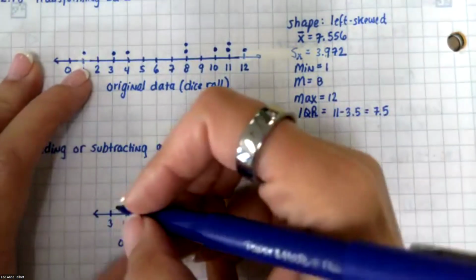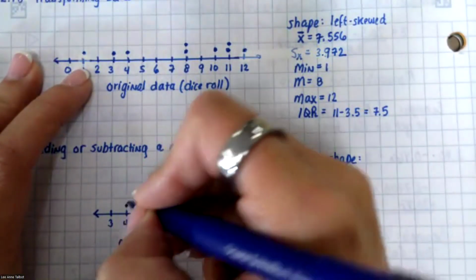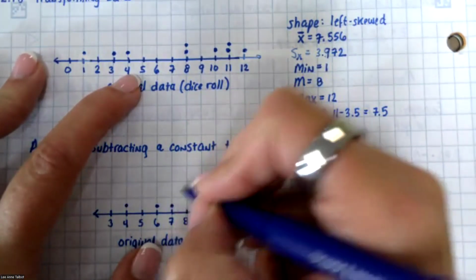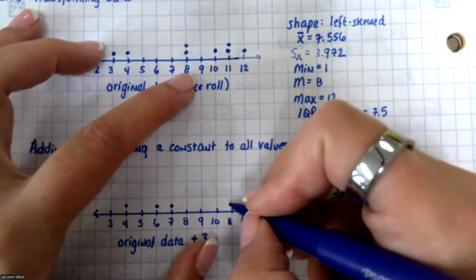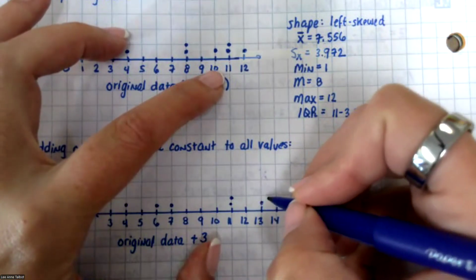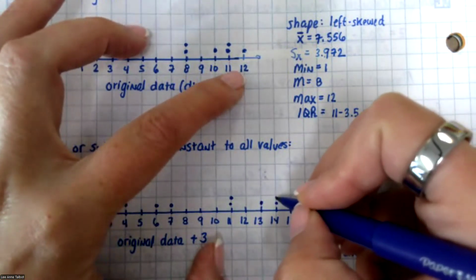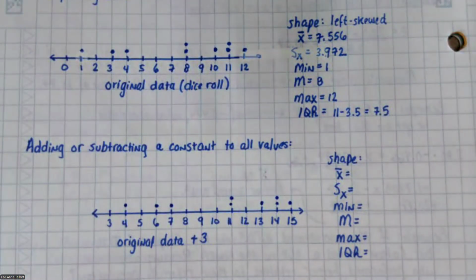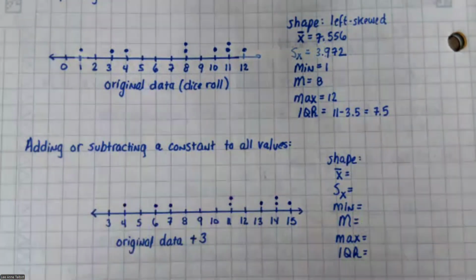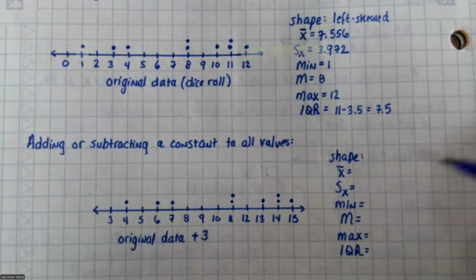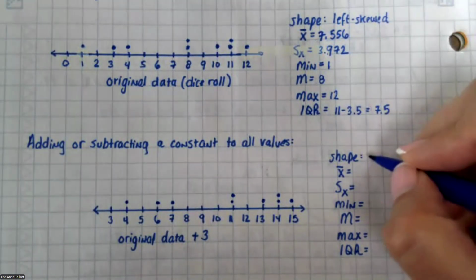Okay, anyway, so 1 plus 3 is 4. 3 plus 3 is 6. 4 plus 3 is 7. 8 plus 3 is 11. 10 plus 3 is 13. 11 plus 3 is 14. 12 plus 3 is 15. Okay, and did the shape change? No.